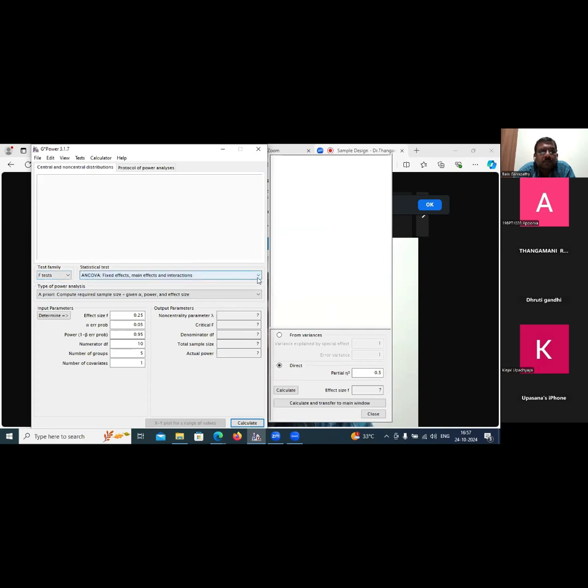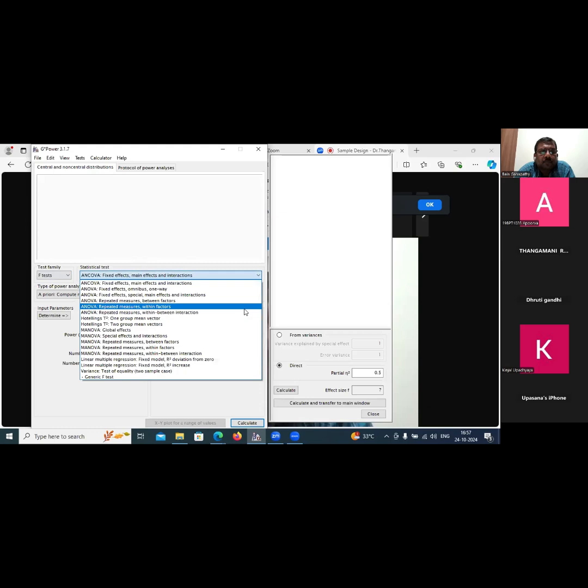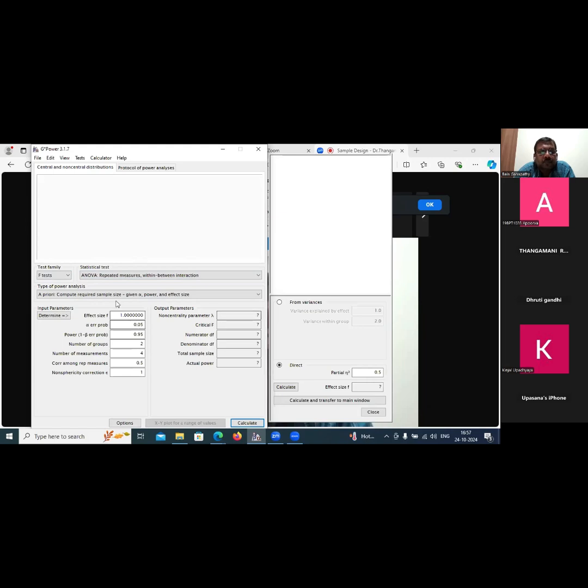I'm going to do one ANOVA, so these 3 groups are there. I'm doing ANOVA repeated measures, within ANOVA. If you select it, it will come. There the effect size is 1, and then I set the power to 80. You can keep power 90 or 95, which is good, but a larger sample size will come.